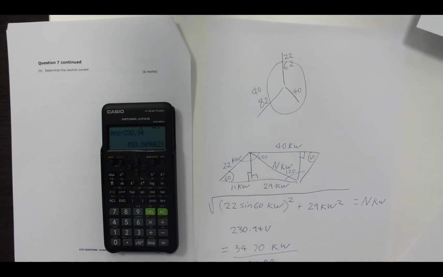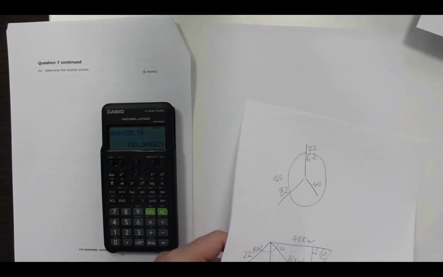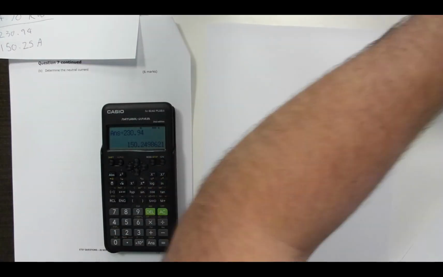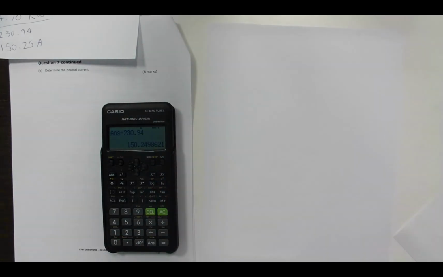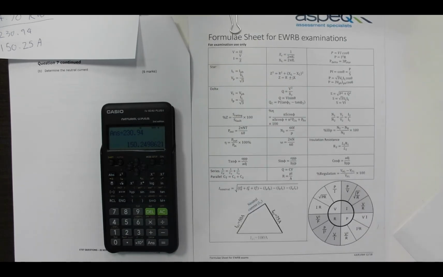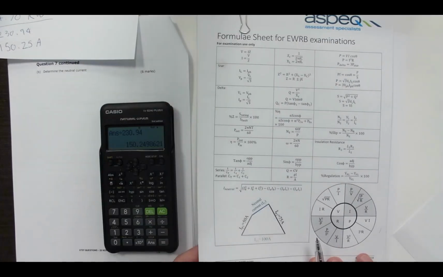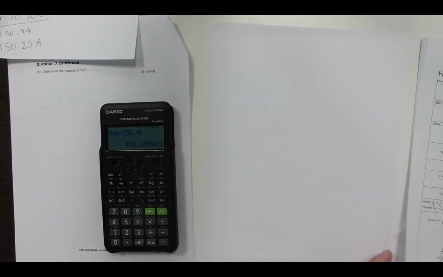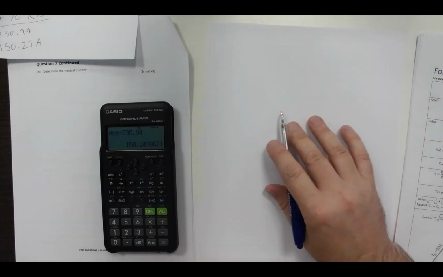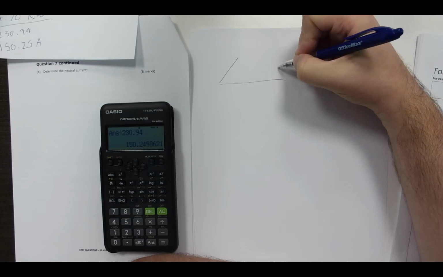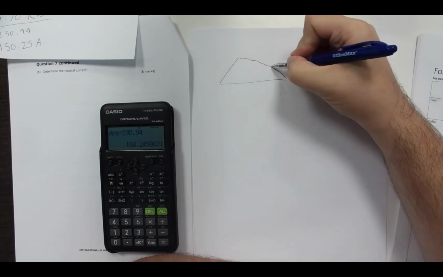The alternative method to do this, which I'm not a fan of, is using the formula at the bottom of our aspect sheet. If we pull out the aspect formula sheet, we have this neutral current calculation here. Now you're always allowed to use this, it's just going to be less friendly to use and a lot more typing in the calculator. The way this works is we're using our triangle where we've got our three phases, and the neutral current is that one.